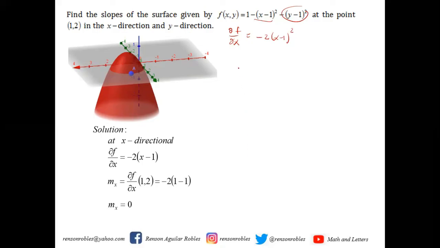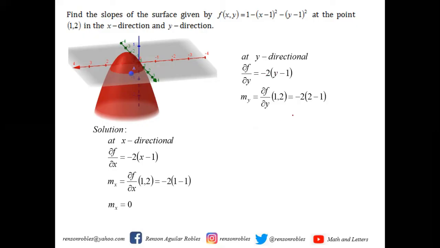For the y direction, we shall be looking for the partial derivative of f with respect to y, and that is equal to the derivative of 1, which is 0, the derivative of this is 0, so we shall have negative 2 times y minus 1 raised to positive 1. And therefore, the partial derivative of f with respect to y is negative 2 times the quantity y minus 1. And in the y direction, the slope is given by the partial derivative of f with respect to y at the point 1, 2, and y will be replaced by 2. So we shall have this. That's negative 2 times the quantity 2 minus 1, and therefore that is equal to negative 2.